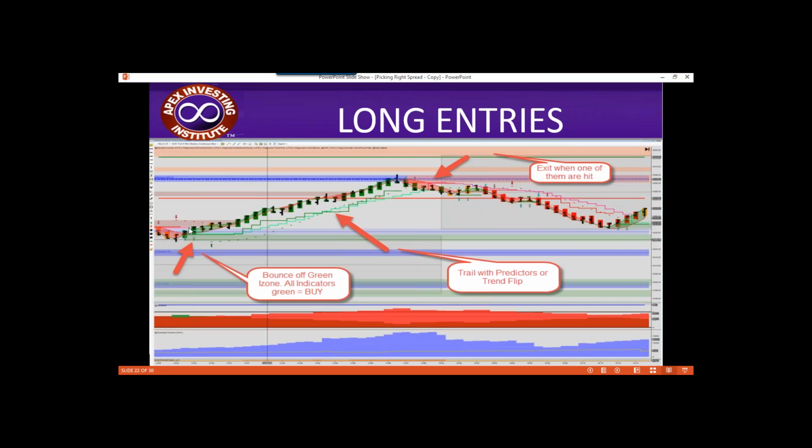And what we're looking for is all of our indicators to be green, bouncing off one of these green iZones, saying that the market is going up. Okay, well, if I get an entry that the market is going up, for example, and I want to buy into a spread, then I'm like, wait a minute, the market's moving, tick, tick, tick, but I'm not making $1 per tick as the market moves.